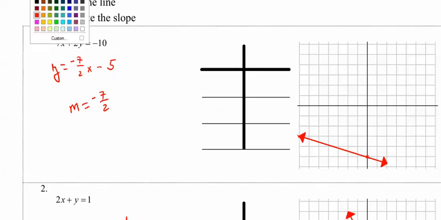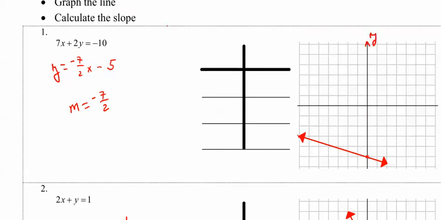And I want you to pay attention to where the graph crosses the y-axis here. I want to look at where it crosses. And it crosses here at 1, 2, 3, 4, -5. Notice that this number is -5.